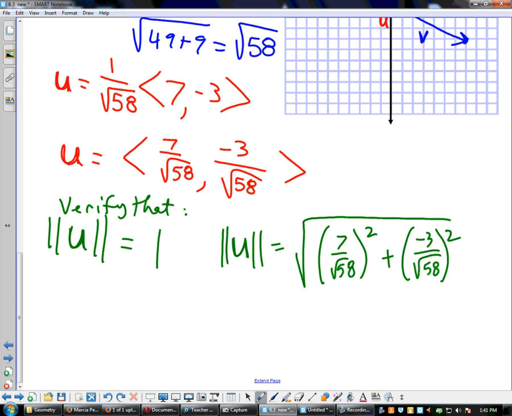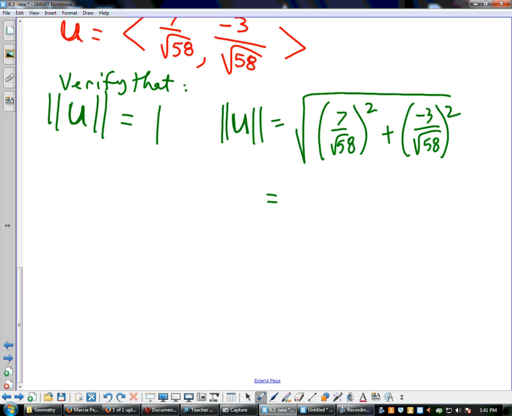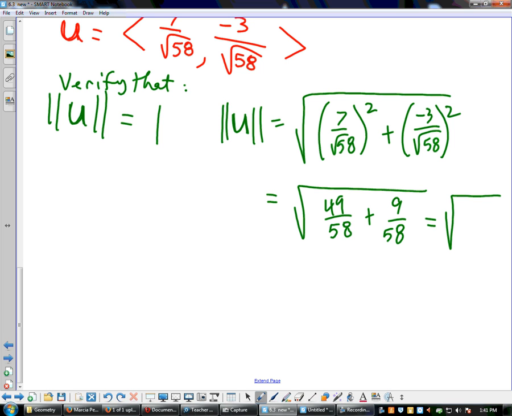All right, and so when we do this, we end up getting the square root of 49 over 58 plus 9 over 58. And what's 49 plus 9? Oh, 58. 58 over 58, that's 1, which is just the square root of 1, which is 1.